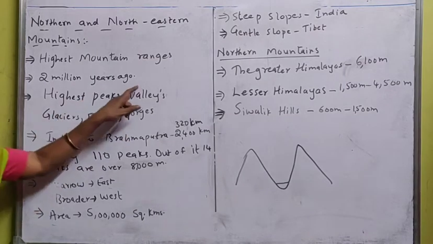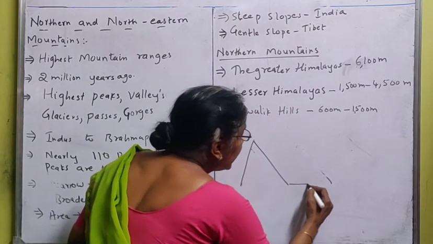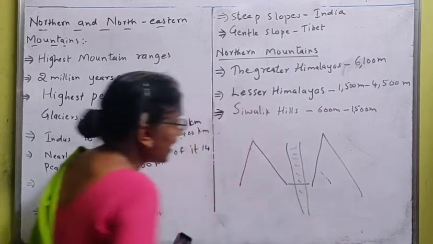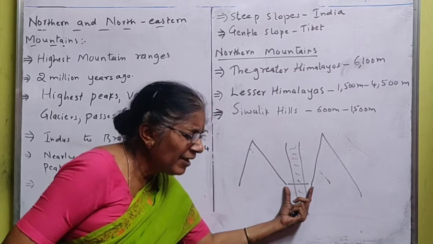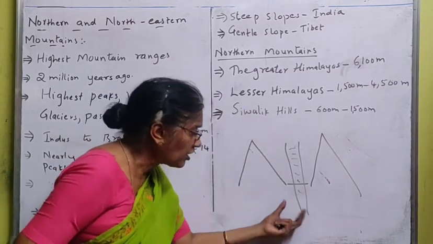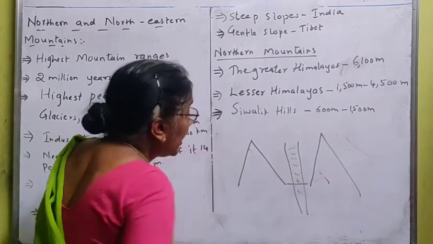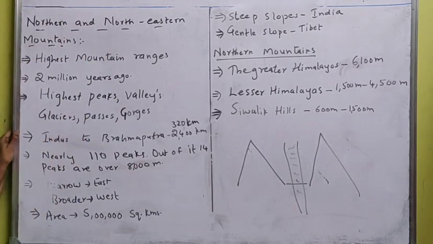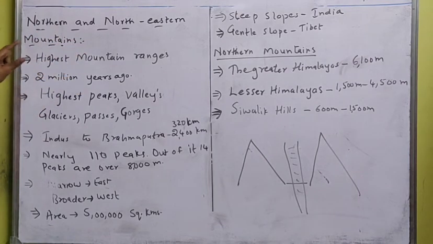Then you have the gorges. Valleys and gorges are the same, but in gorges the place is narrow and deep, and here also you will find a stream flowing. Rocks and stones are there, and the stream is flowing. In a valley the place is broad and elongated, and the stream flows through it. So in this highest mountain range you will find the highest peaks, valleys, glaciers, passes and gorges. This is regarding the northern and northeastern mountains.